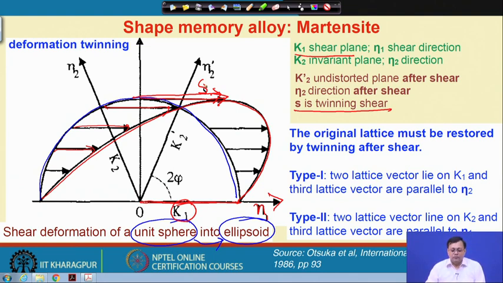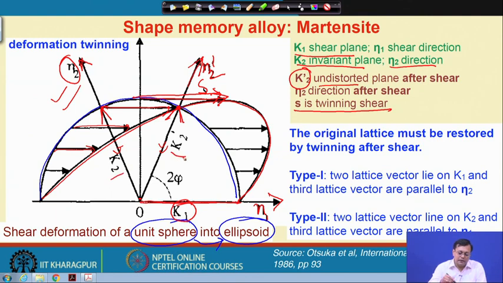Now, I have taken an invariant plane. Why do I call it invariant? Because this is the point which after shear comes here. If you see the vector, the magnitude of the vector is the same. So, it is basically an invariant one, and the initial direction was eta 2 before deformation, and now the direction has changed, it is now eta dash 2. So, K2 is the invariant plane and eta 2 was its direction. However, after shear, K2 dash is the undistorted plane whose magnitude has not changed. So, if we compare K2 dash and K2, eta 2 is the new direction of shear.